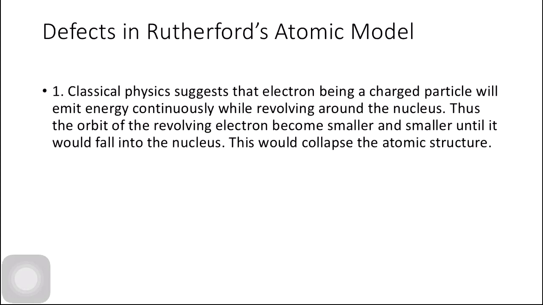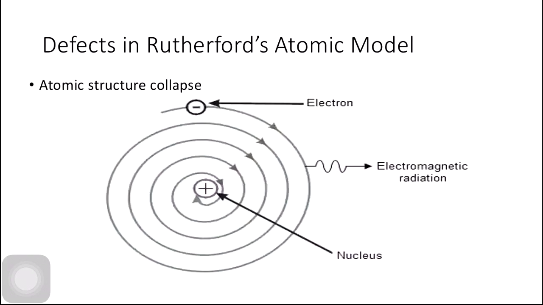Defect 1. Classical physics suggests that an electron, being a charged particle, will emit energy continuously while revolving around the nucleus. Thus, the orbit of the revolving electron becomes smaller and smaller until it would fall into the nucleus. This would collapse the atomic structure. To understand this statement, just look at the diagram of the atom. In the center, the nucleus is present.